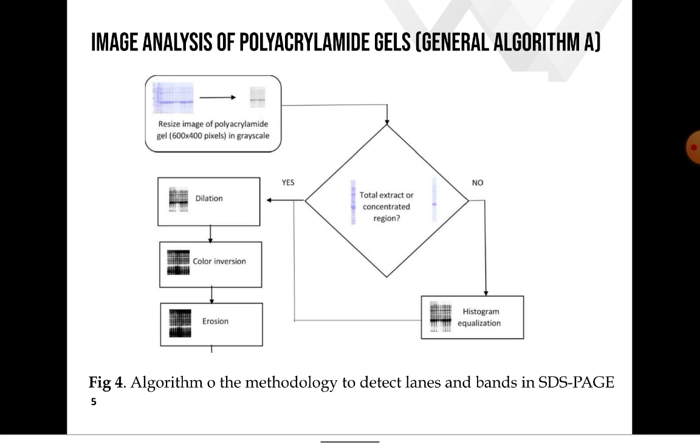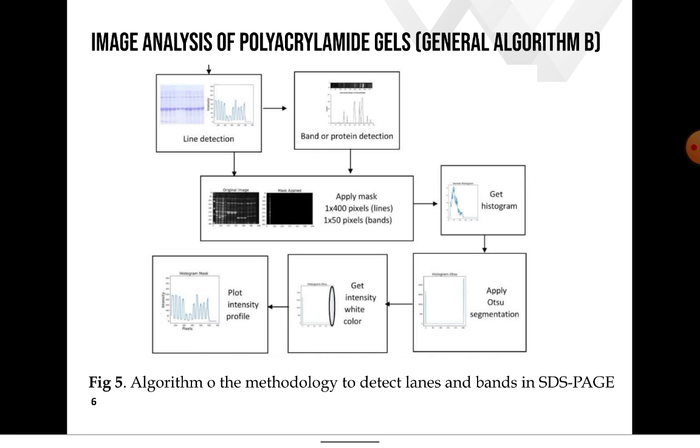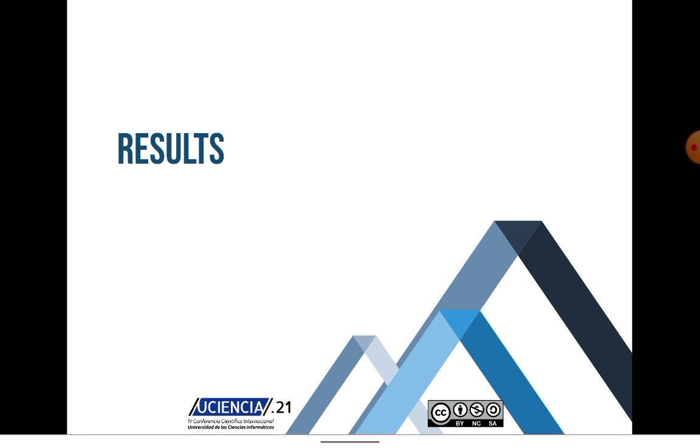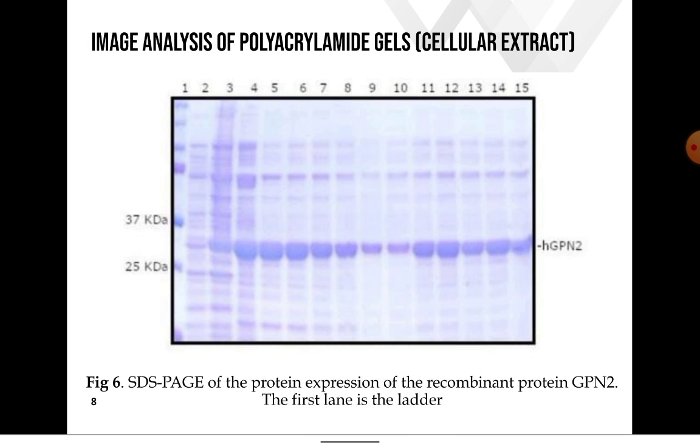I show the first part of the proposed algorithm, which corresponds to digital image processing previous to the feature extraction. This is the second part of the algorithm applied, which corresponds to the feature extraction to detect first the lines and later the protein bands. Now I show the results obtained.